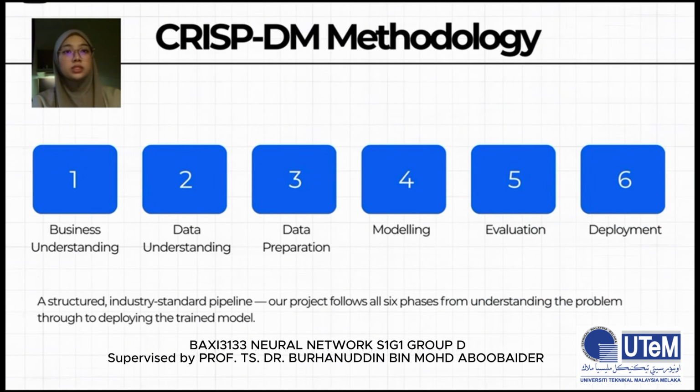Next, to ensure a structured and reliable approach, our project strictly follows the industry standard CRISP-DM methodology. This pipeline takes us through 6 essential phases. First, business understanding to define our goal. Second, data understanding to explore the data. Third, data preparation to clean and format it. Fourth, modeling where we build our predictive architecture. Fifth, evaluation to assess performance metrics. And finally, deployment to bring the trained model into action.